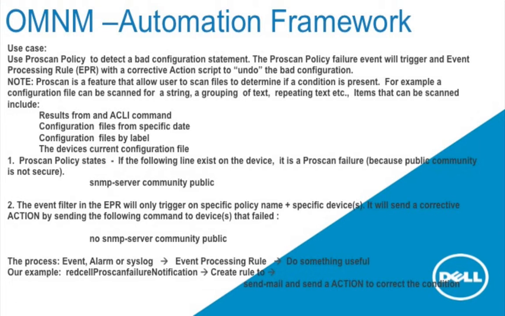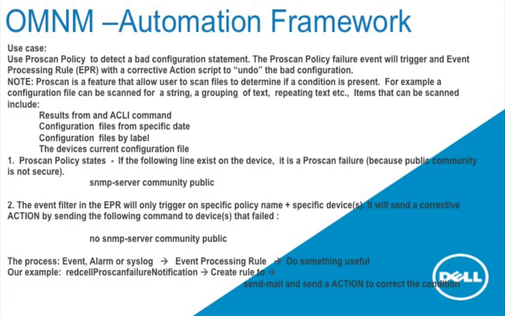And so for those of you that don't know, Proscan is a feature that allows users to scan files to determine if a condition is present. For example, a configuration file can be scanned for a string, a grouping of text, repeating text, etc. And so items that you can scan are the results of an ACLI command, a show command. You can do configuration files that are already in the system on a specific date. You can do configuration files by label. And when I say configuration files, I'm speaking of file management, backup, and restore, and the files that are saved there. And then we can also do the device's current configuration.